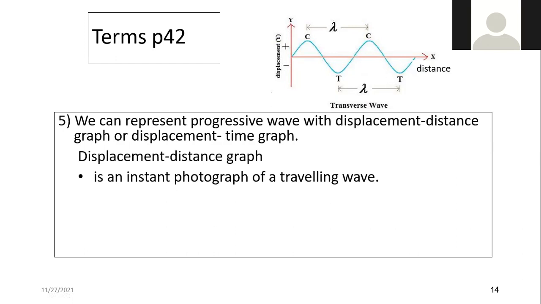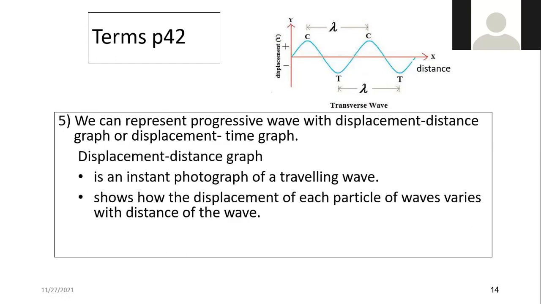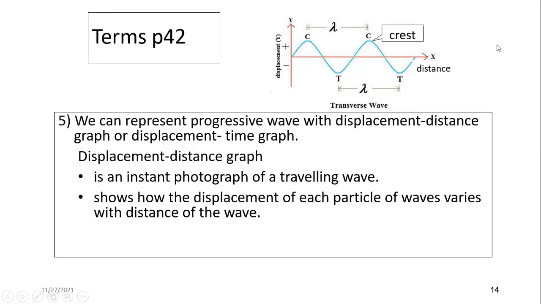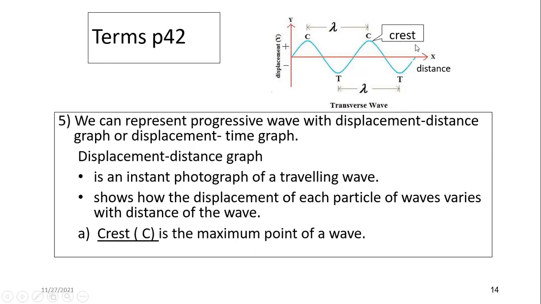Basically it's like taking a photograph of the wave as it moves along. An instant photograph of the traveling wave, a side view. It shows how the displacement of each particle of the medium varies with distance along the wave. That's the crest, the maximum point. Trough is the minimum point.